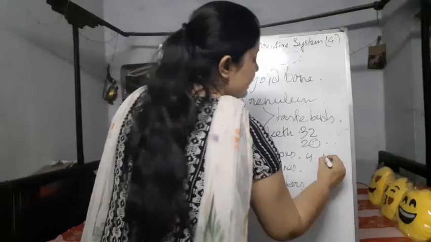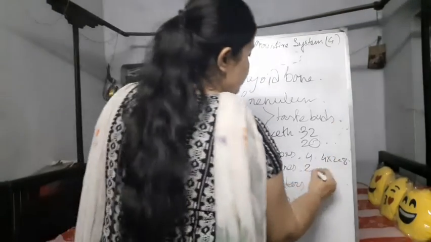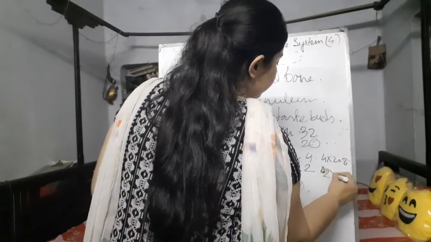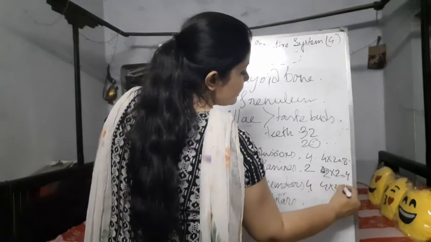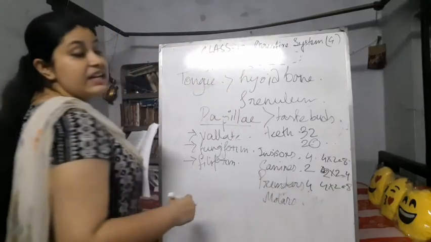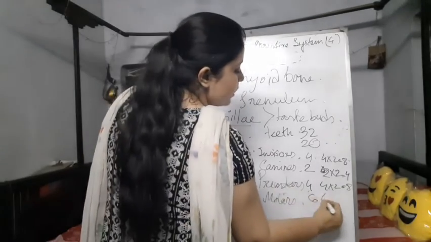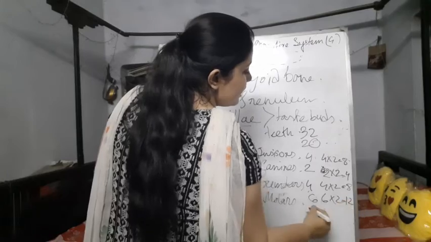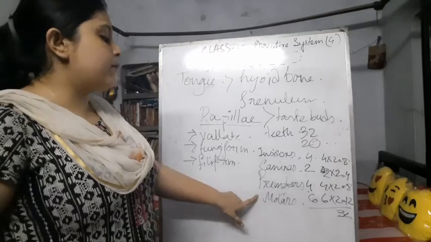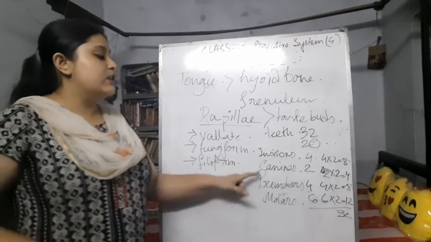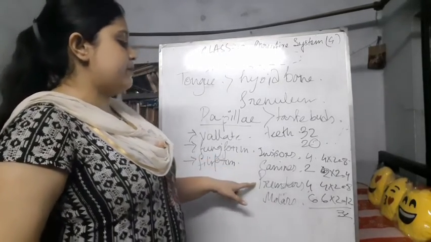The incisors present in each jaw are 4, in total 8. The canines present in each jaw are 2, in total 4. The premolars present in each jaw are 4, so in total 8, and the molars present in each jaw are 6, so in total 12. So in total it is 32. And children don't have the molar teeth, that is why it is 20. They only have incisors, canines and premolars.